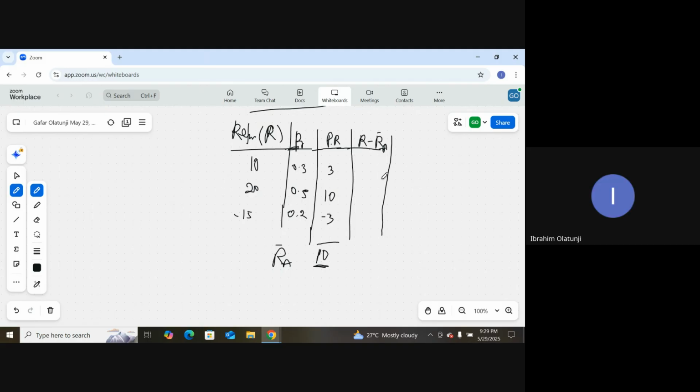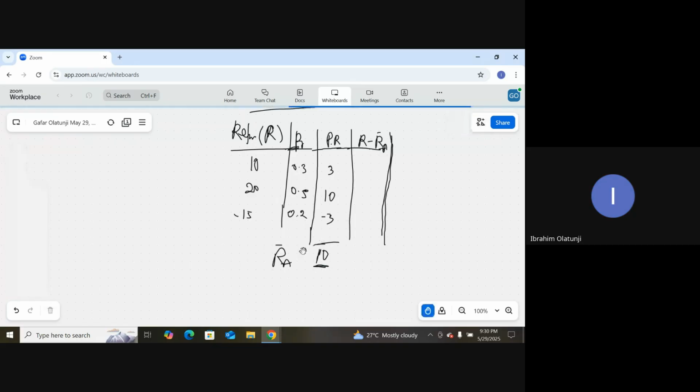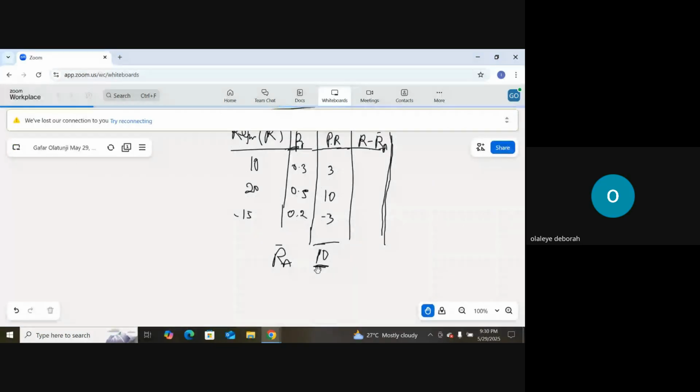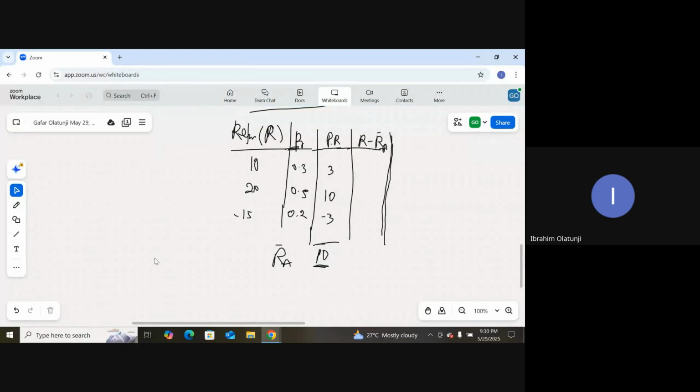They only tell you to calculate the expected return. This is where you will stop, at 10 here, because you need to understand what represents each statement. Question A says calculate expected return, and this is your expected return, 10. But because they added volatility, it is your standard deviation. That's why I included another column.